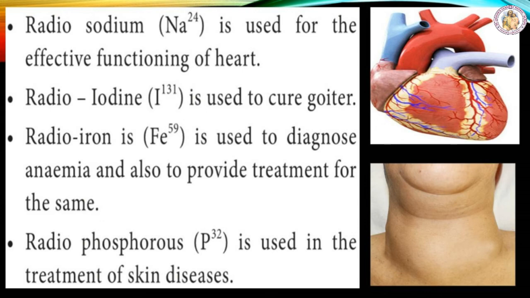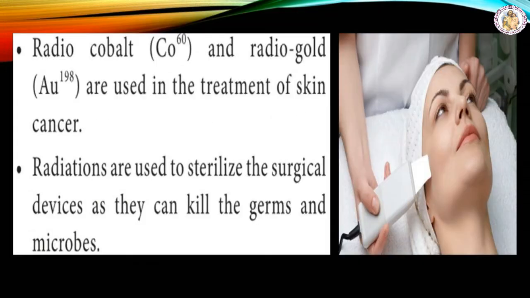Radioiron Fe-59 is used to diagnose anemia and also to provide treatment for the same. Radiophosphorus P-32 is used in the treatment of skin disease. Radiocobalt Co-60 and radiogold Au-198 are used in the treatment of skin cancer. Radiations are used to sterilize the surgical devices as they can kill the germs and microbes.